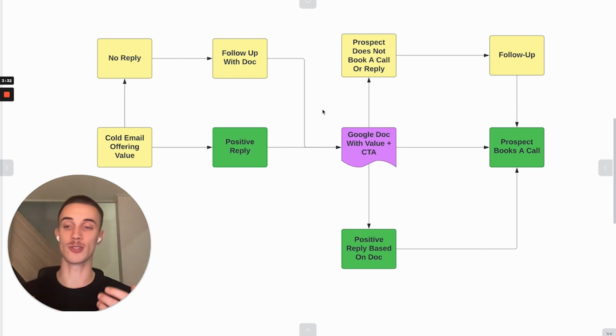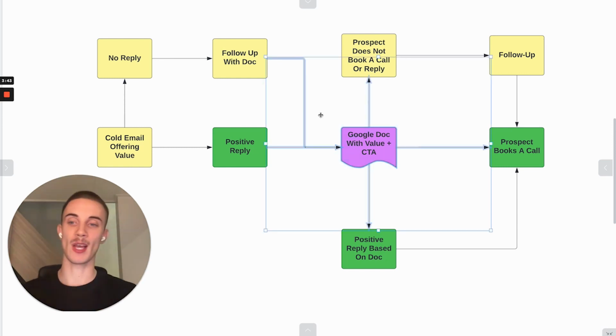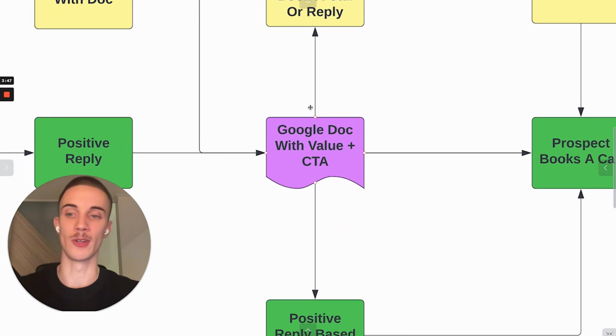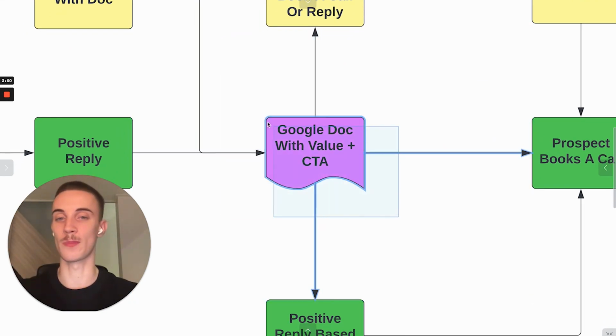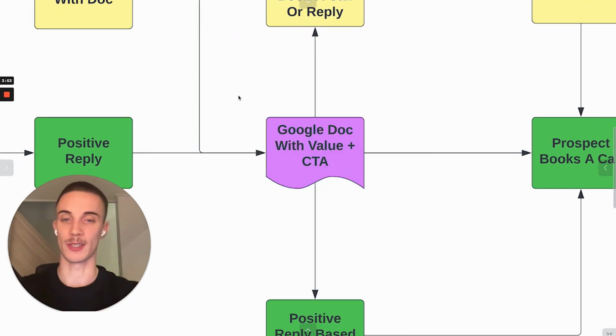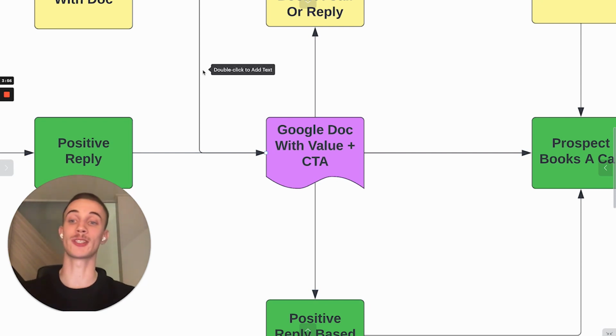So let's say, yo John, do you want a Google document showing how we did X, Y, and Z in time frame ABC? Yes, I want it. Boom, here's the document. And the document is basically something valuable, whatever it might be. Breaking down a case study, breaking down a process, breaking down something valuable for the client, and then it has a call to action built into it.